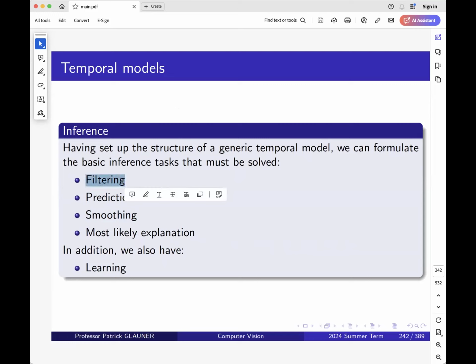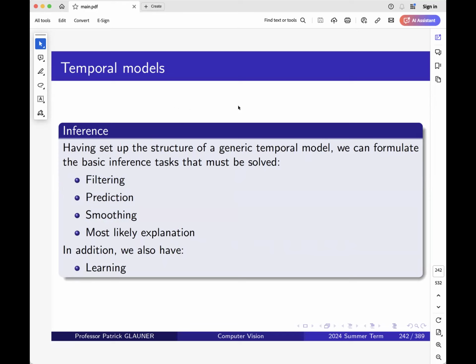We will now look at very general filtering equations. We'll do this a little bit for prediction, and for smoothing, most likely explanation, and learning, we'll discuss this even less. And once we have done these 5 general tasks, we'll look into filtering in the context of the Kalman filter.